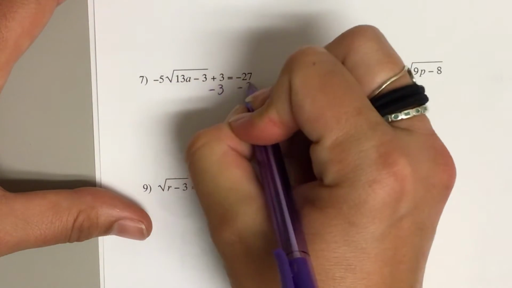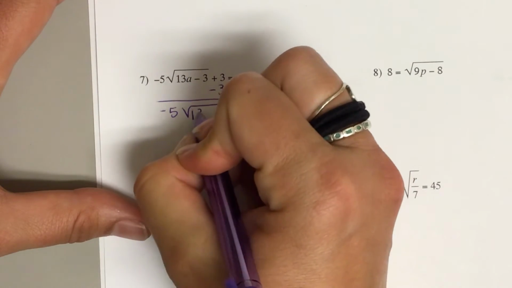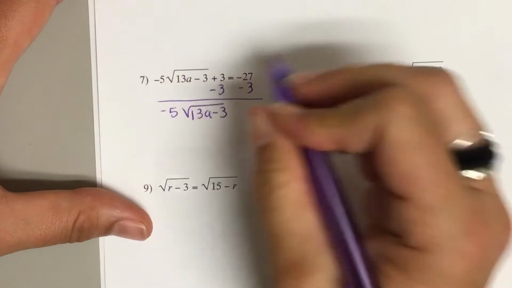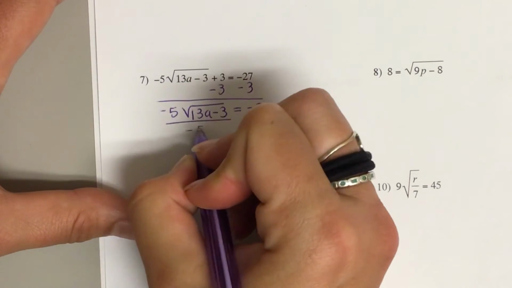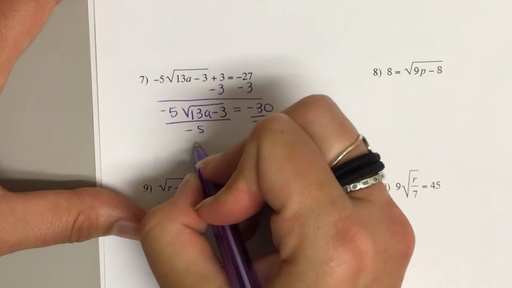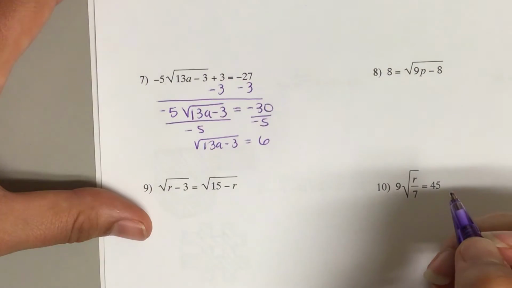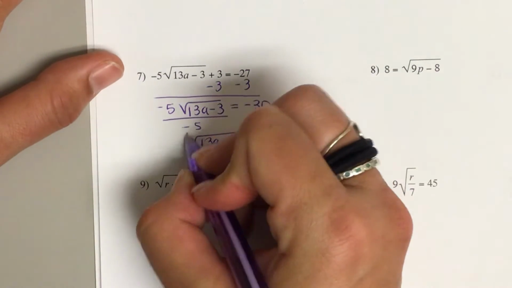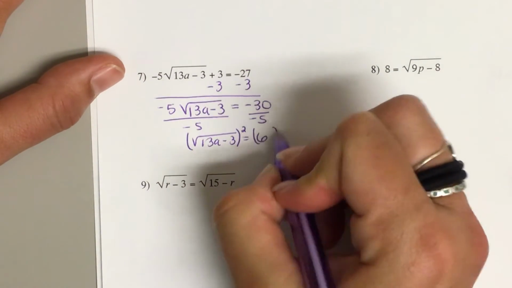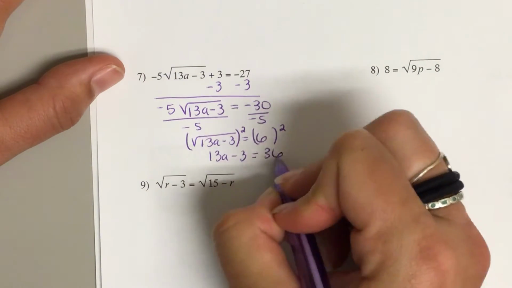So I'm going to subtract 3 from both sides. So I have -5 times square root of 13a minus 3. This gives me -30. Divide by -5, divide by -5. Square root of 13a minus 3 equals 6. Now that the radical is all by itself, I'm going to square both sides to get rid of the radical. So now I have 13a minus 3 equals 36.